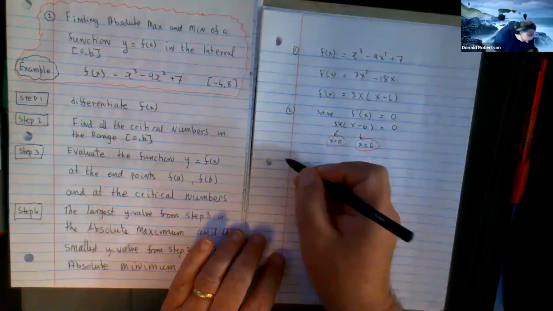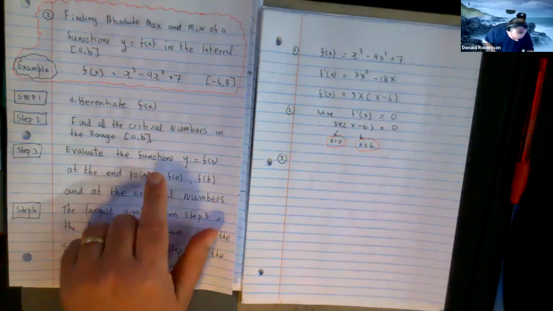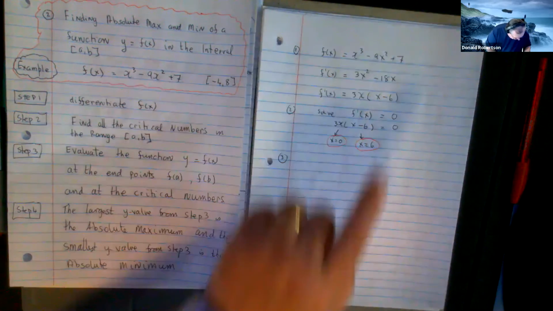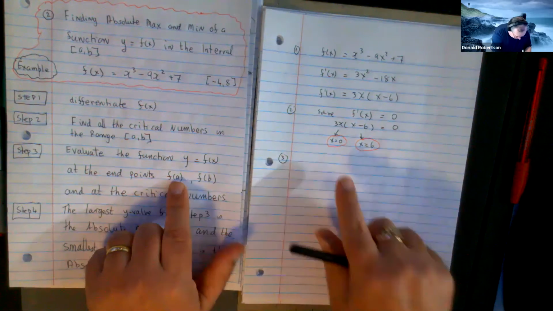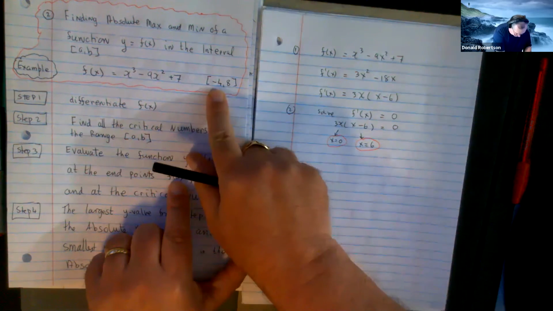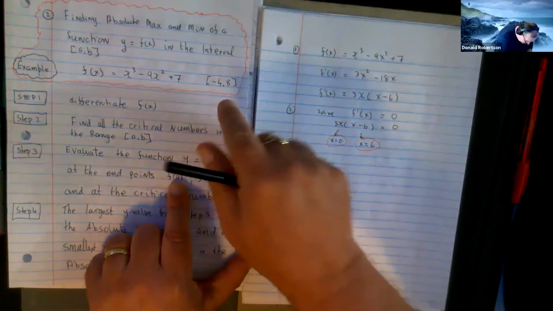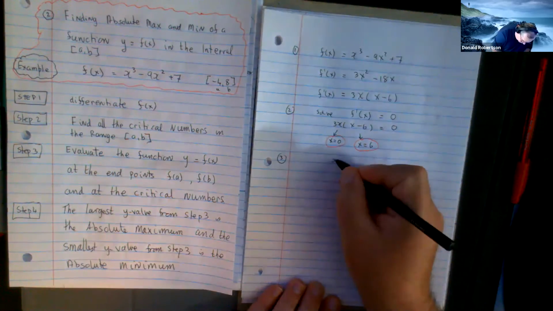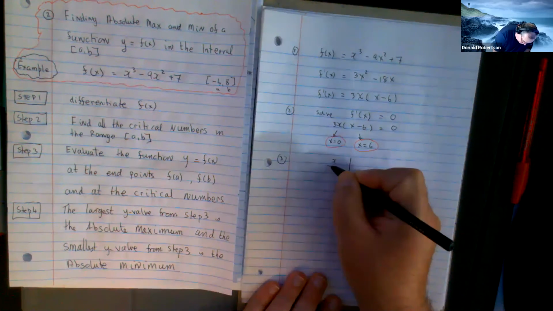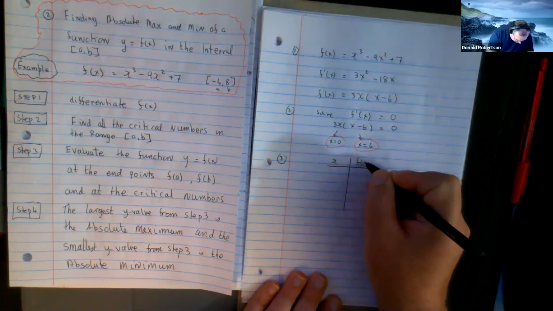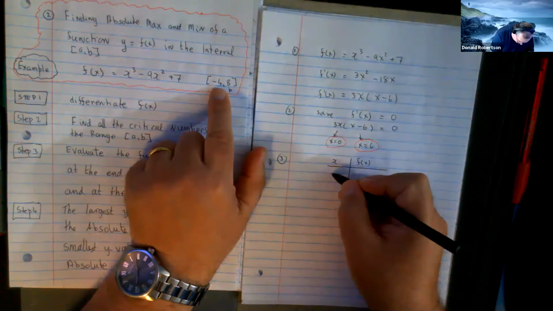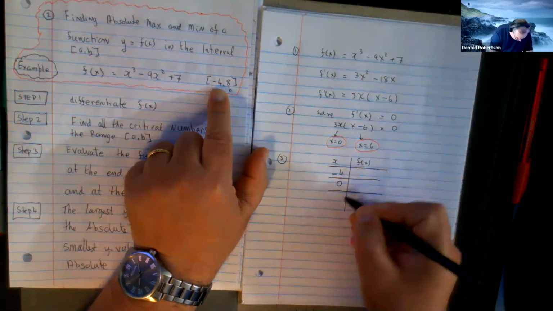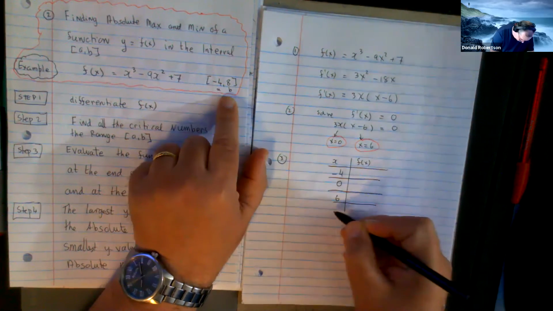So step 3 essentially says evaluate the original function, so this fella, and evaluate it at the end points, which is -4 and 8. That's like my A and my B. And at the critical numbers. So what kind of guys have we got here? I think I'll do it as a table of values because it's easier to do. And I have an endpoint, -4, I have a 0, which is a critical number. I have 6, which is a critical number. And finally, I have 8.